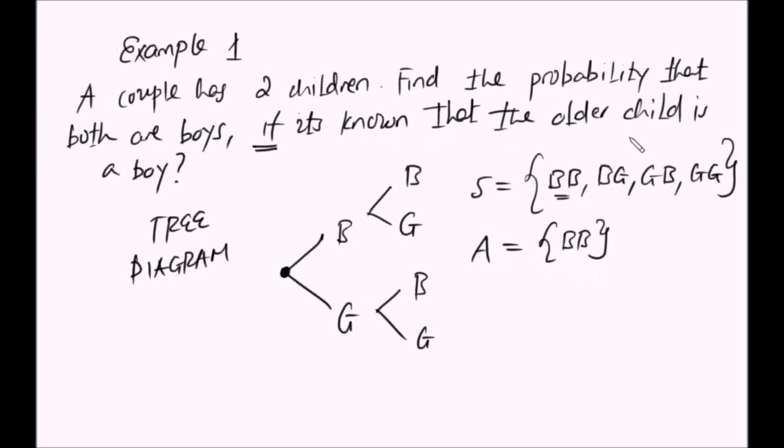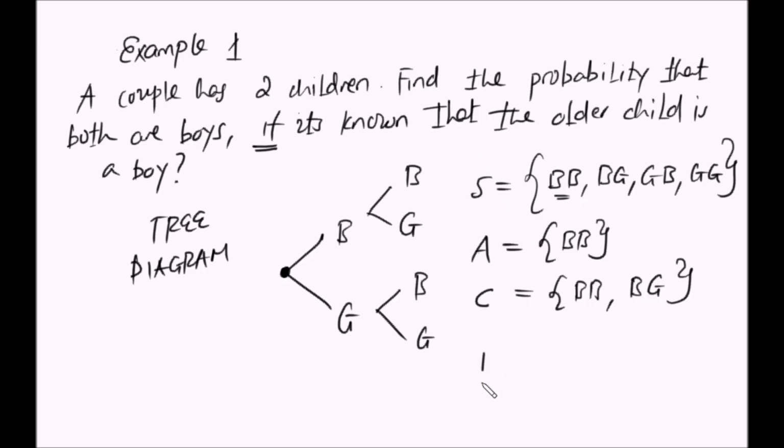Okay, and the other event we have here says the older child is a boy. Let's call it C: the older child is a boy. That means the first child is a boy, so it can be BB or BG. You see, this is the first child, or the older child, is a boy.